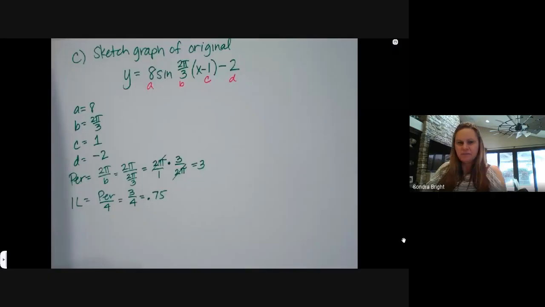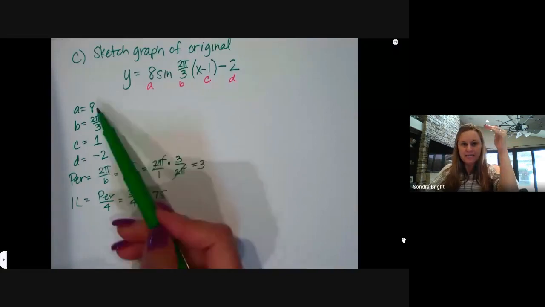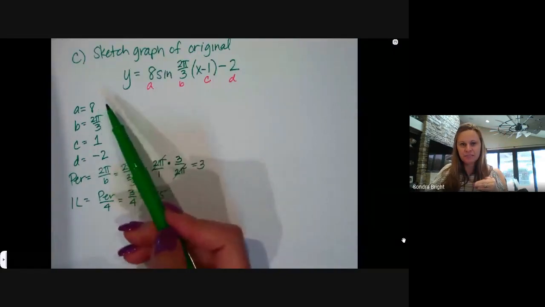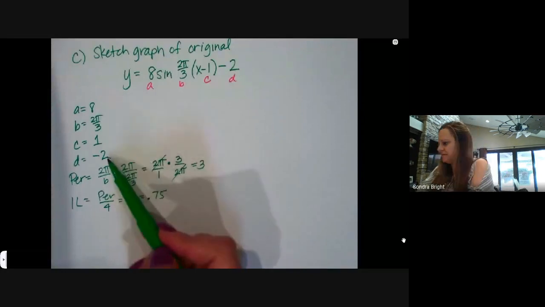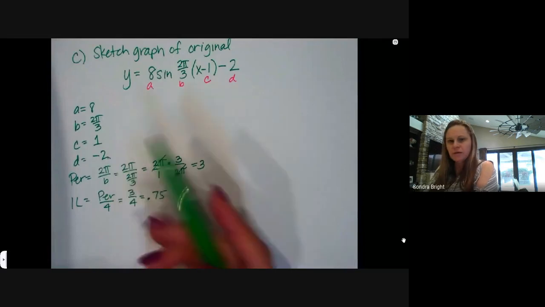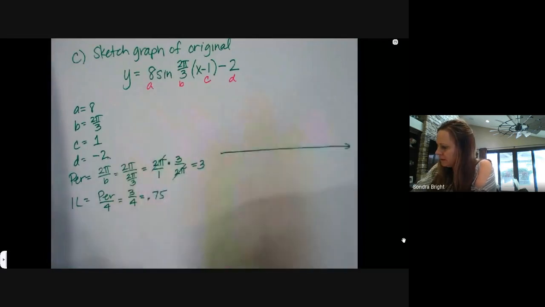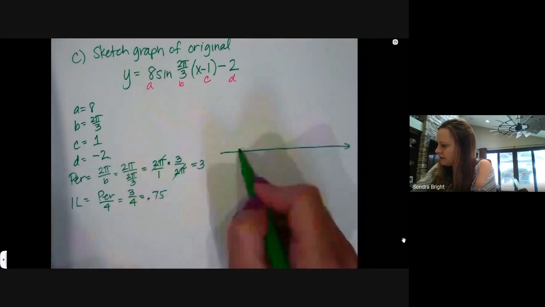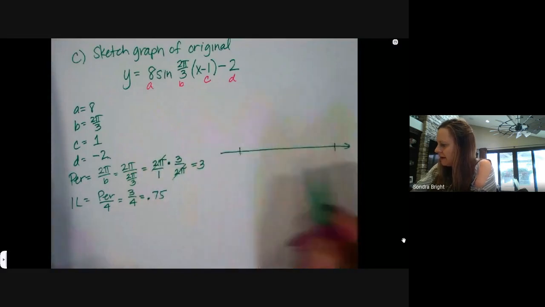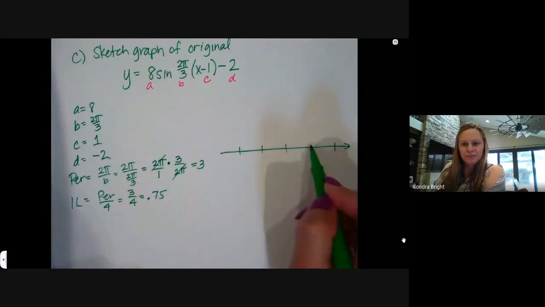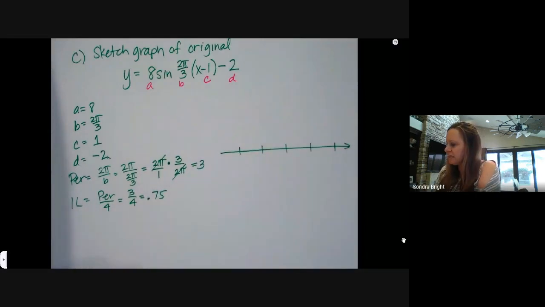Keep in mind your A is 8, so your normal graph without a D value would have gone up as high as 8 and down to -8, but then I'm going to shift everything down 2 units. So I need to lower. Draw a horizontal line. Tick marks: cut it in half, cut it in half, cut it in half. Those are pretty nicely spaced out tick marks, if I do say so myself.